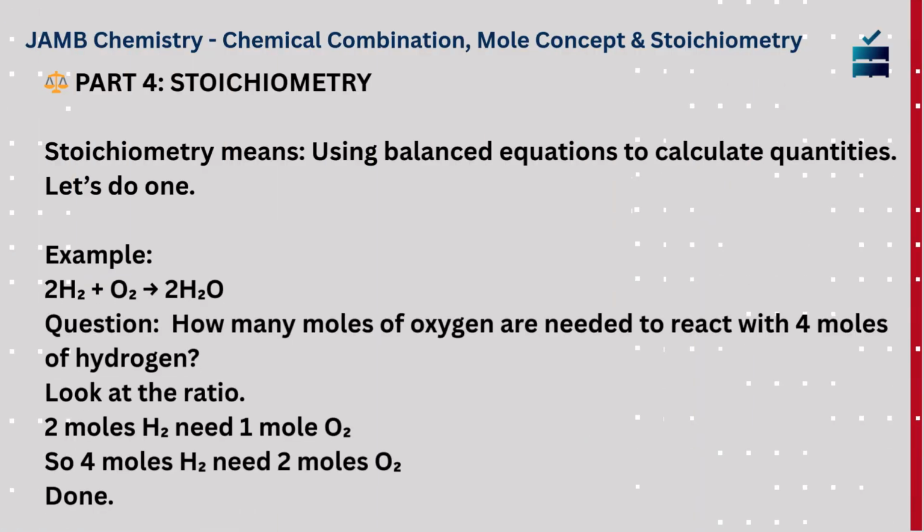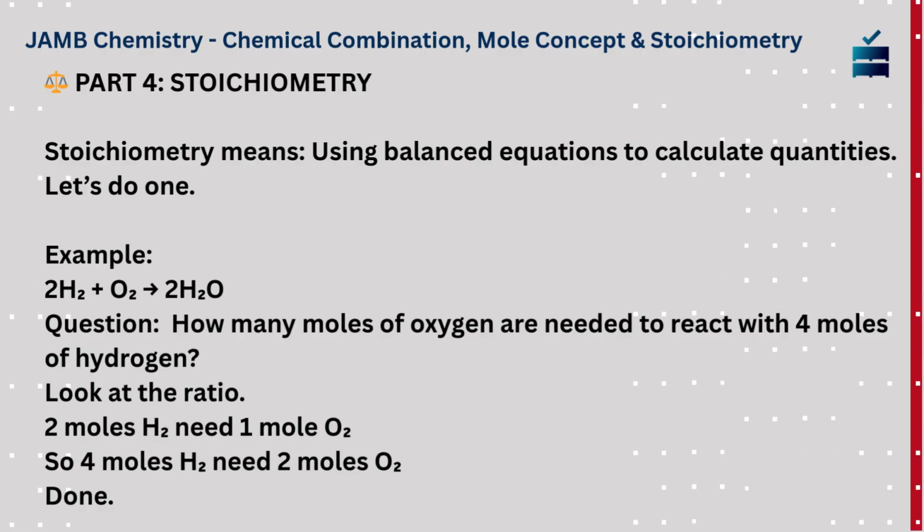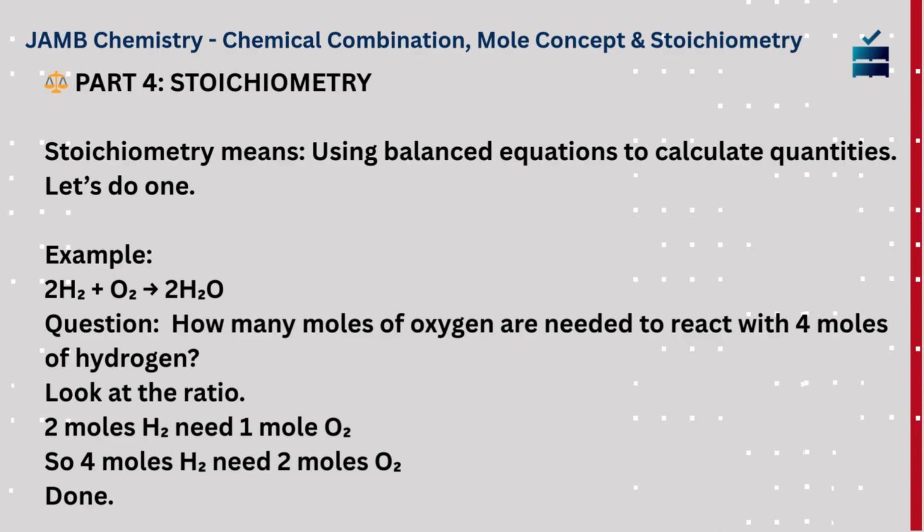Part 4. Stoichiometry. Stoichiometry means using balanced equations to calculate quantities. Let's do one. Example: 2 moles of hydrogen plus 1 mole of oxygen will give 2 moles of water, 2H2 + O2 → 2H2O. Question: how many moles of oxygen are needed to react with 4 moles of hydrogen? Look at the ratio. 2 moles H2 need 1 mole O2. So 4 moles H2 need 2 moles O2. Done.